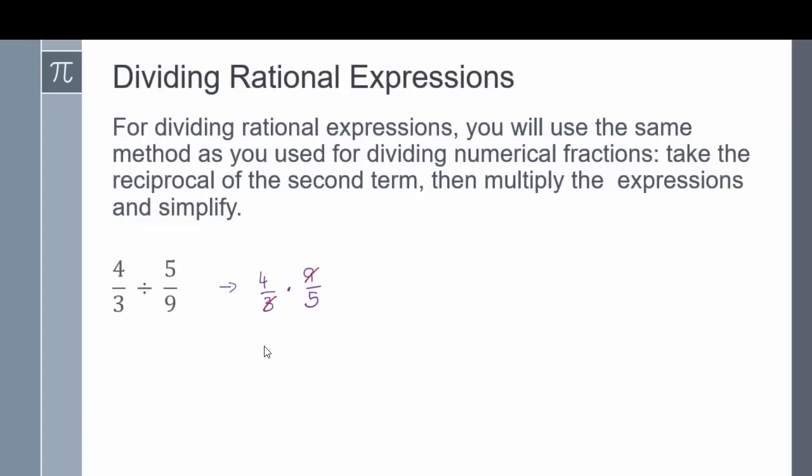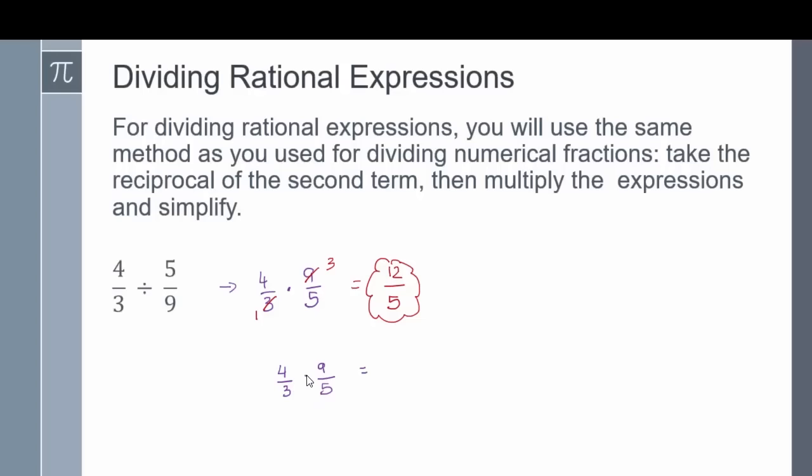Before multiplying my fractions, I can simplify 9 and 3. 9 divided by 3 is 3, and 3 divided by 3 is 1. So I have 4 times 3, which is 12 over 5. 12 and 5 cannot be simplified, so this is our final answer.